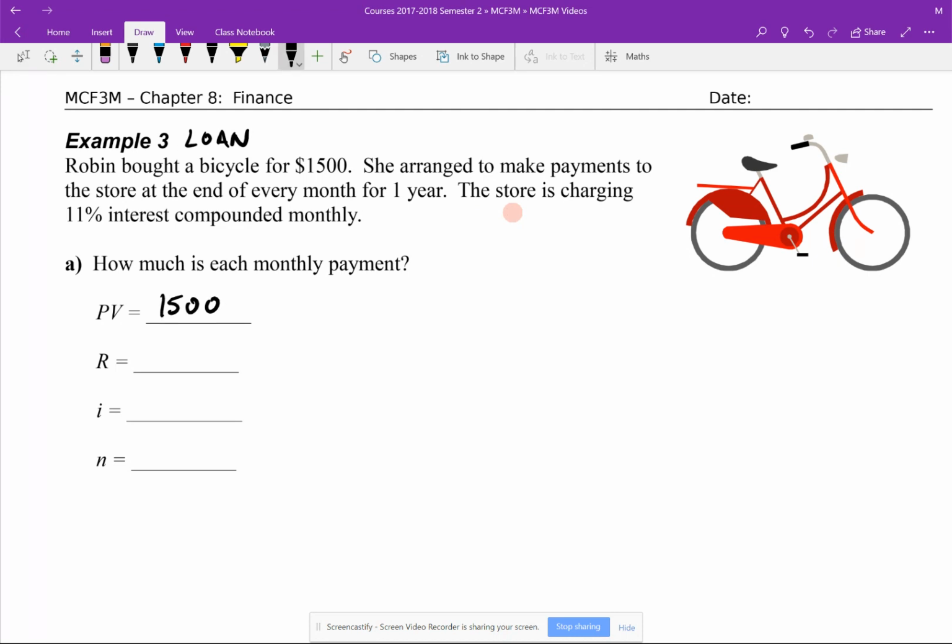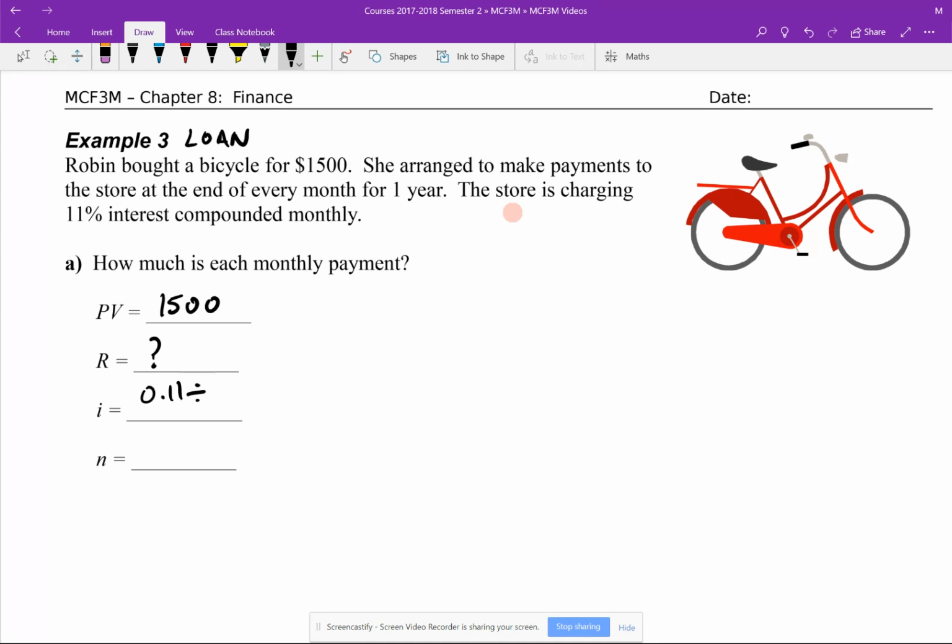That's how much money she borrowed from the store to pay for that bike. So what's the regular payment? That's the question. How much does she have to pay every month so that she can pay that loan back within 1 year? Okay, so the interest being charged is 11%.